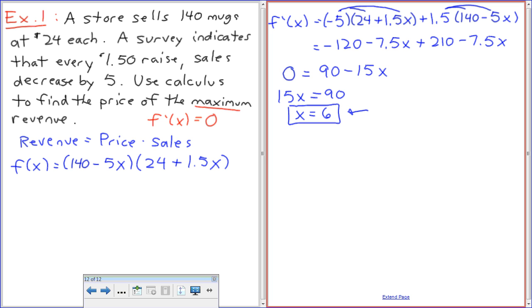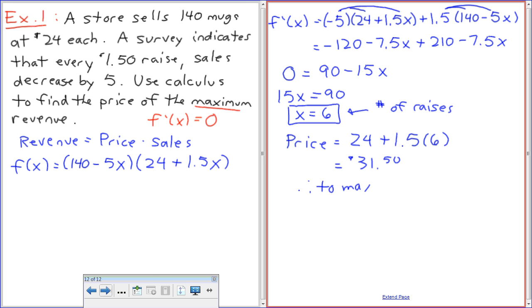This is actually going to be the number of raises, right? So my price equals 24 plus 1.5 times 6, which is $31.50. Therefore, to maximize revenue, price should be $31.50.